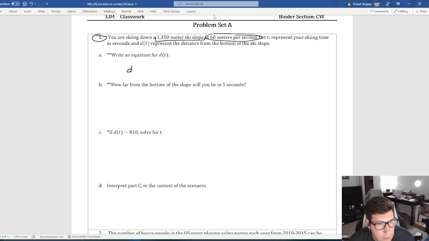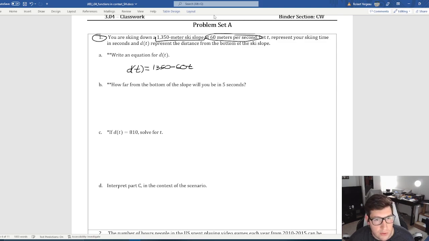Okay, well, d of t is going to be equal to, because this is distance from the bottom, 1350, because that's the total, that's the top of the hill, minus 60, it's that 60 meters per second, times however many seconds we've been skiing, which is t. And so our equation should be d of t is equal to 1,350 minus 60t. Okay, let's take a look.